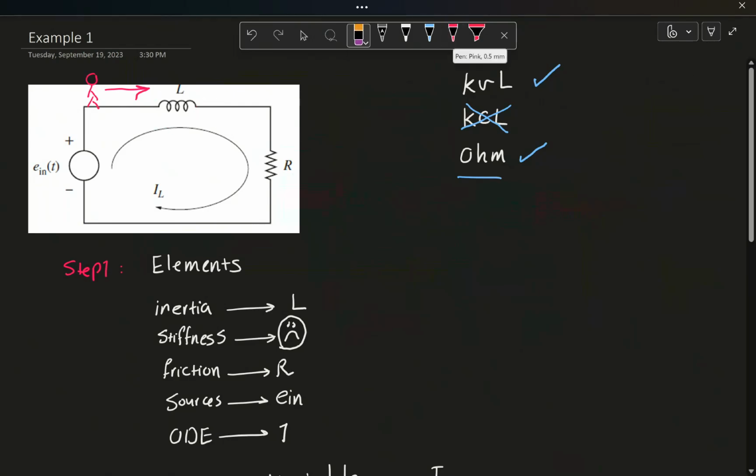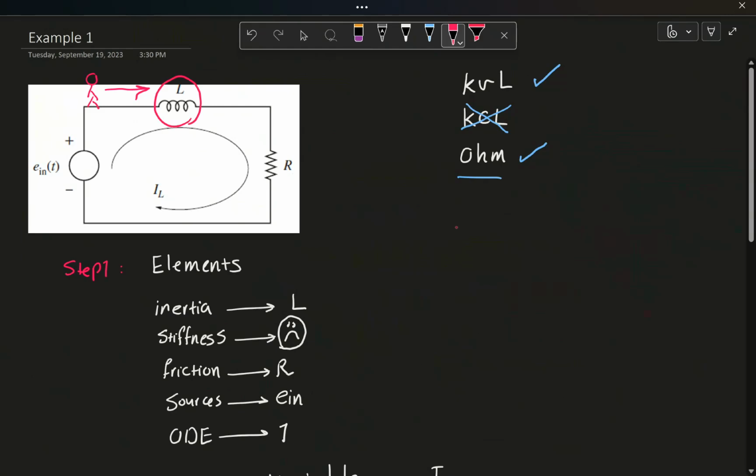Why? Because I'm walking in the same direction of the current. Across R, the voltage again drops. Why? Because I'm walking in the same direction of the current. So this was convention 1. Convention 2 was regarding the batteries. We said that whenever you hit the negative polarity of the battery first, the voltage rises. Whenever you hit the positive polarity of the battery first, the voltage drops. Okay, so if I walk in this direction, I would hit the negative polarity of the battery first, and the voltage rises. So let me write this one.